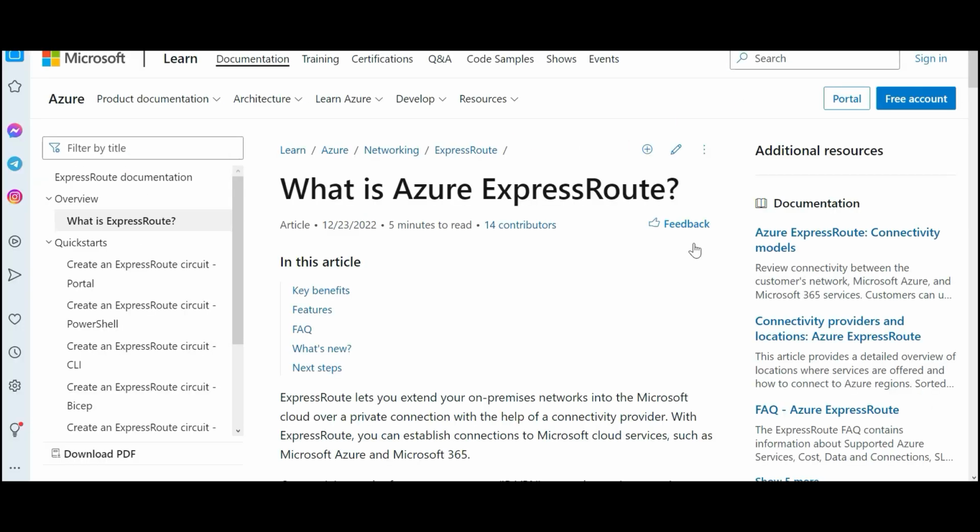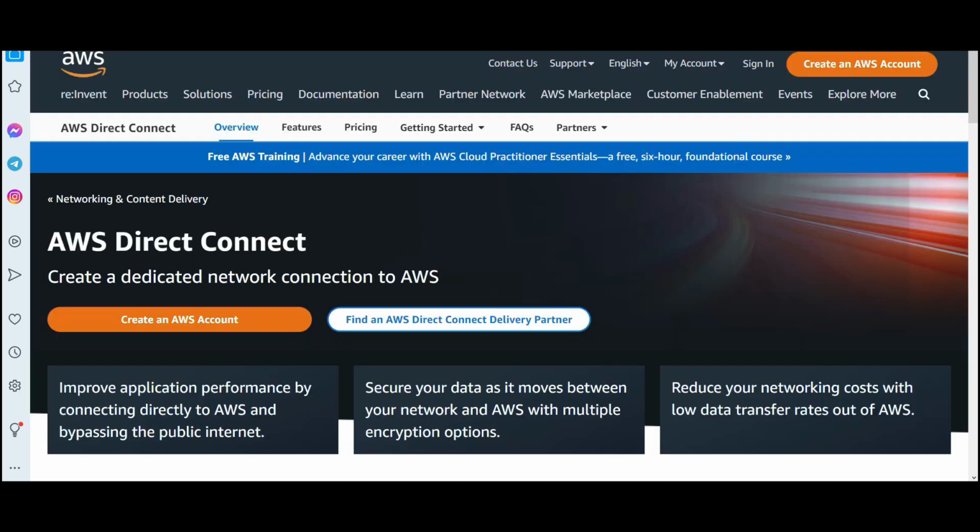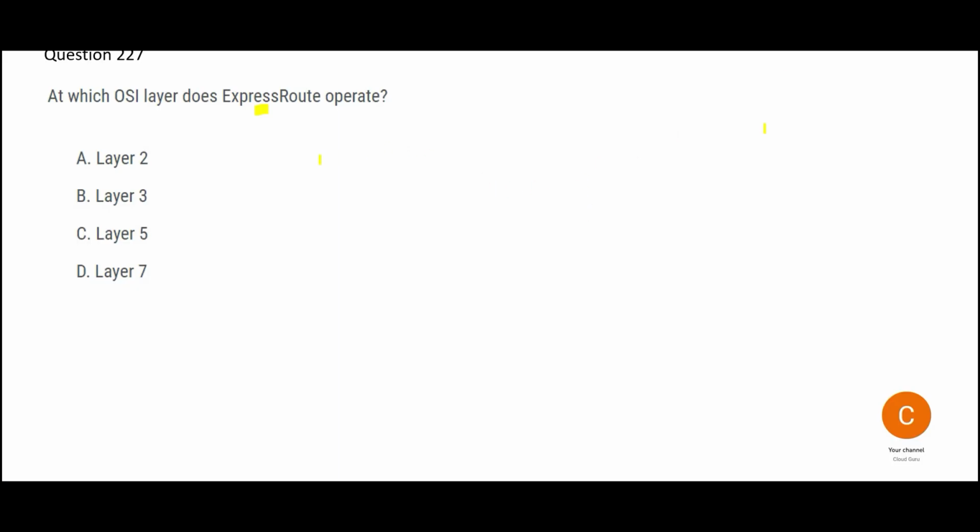See, Express Route, you know what is Express Route? You can connect your on-premises to Azure cloud over a private connection. In AWS, have you heard about Direct Connect? So this is similar to Direct Connect. It is a dedicated network between on-premises and AWS. Now they are asking which OSI layer does it operate on.